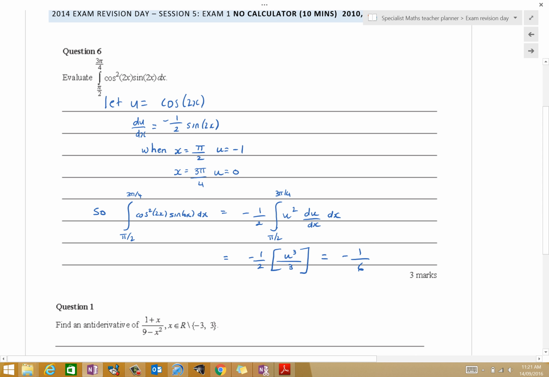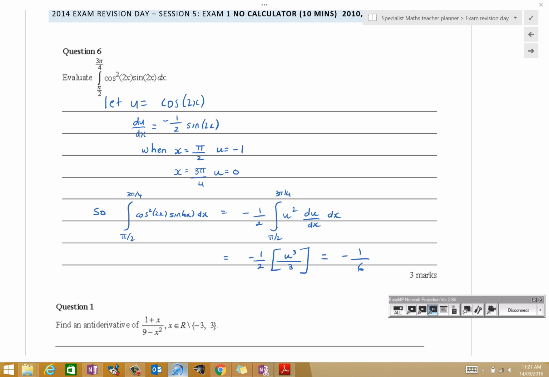So just quickly going through this one, you can see that the answer for the first one is -1/6. Now, what we've done is a U-substitution. I've let u equal cos 2x. I then find du/dx, which is -1/2 sin 2x. Since I've already got sin 2x there, I can put that constant of -1/2 out the front.